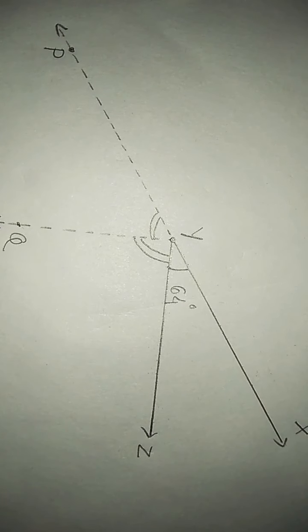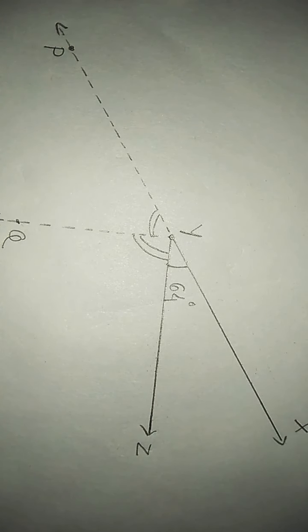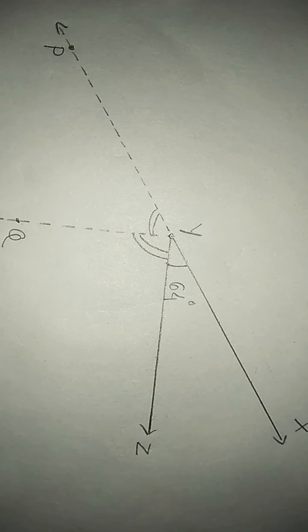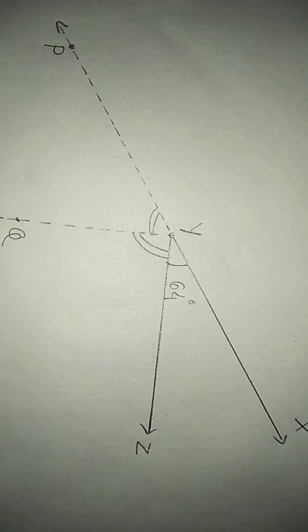Let me read. It is given that angle XYZ is 64 degree and XY is produced to point P. Draw a figure from the given information. If ray YQ bisects angle ZYP, find angle XYQ and reflex of angle QYP.